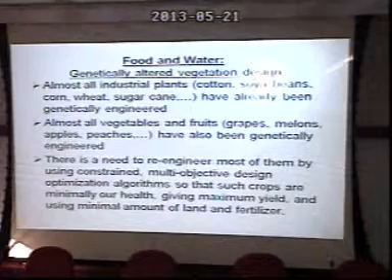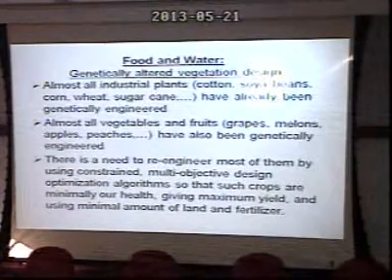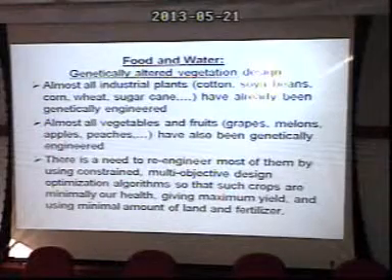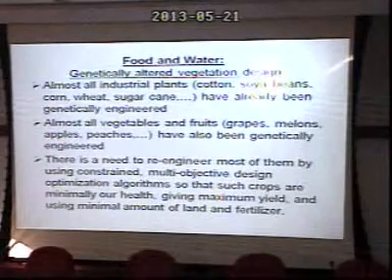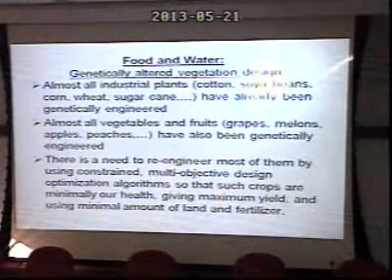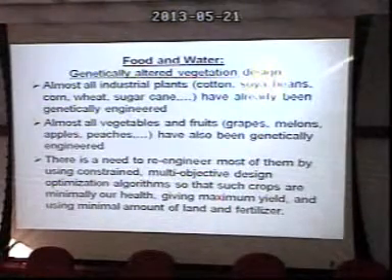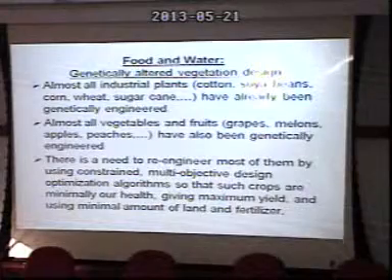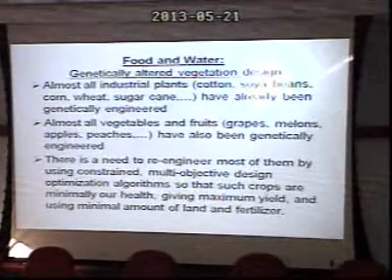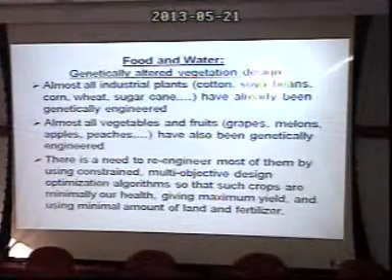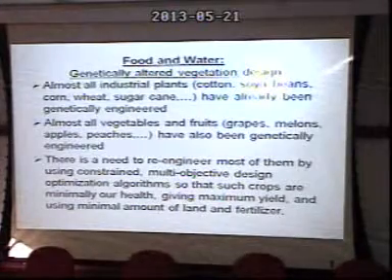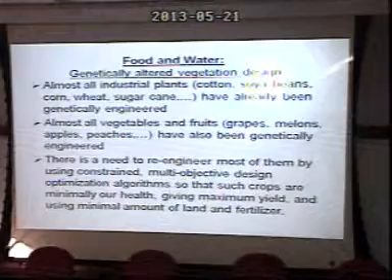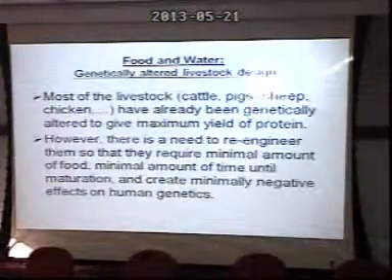Almost all industrial plants are already genetically engineered. All the vegetables, fruits are already genetically engineered. Go to the store, and most of this already is not really natural, okay? But there's a need to re-engineer most of them by using, let's say, constrained multi-objective design optimization, so that such crops are minimally harmful to our health, okay? At the same time, giving maximum yield and using minimum amount of land and fertilizer.